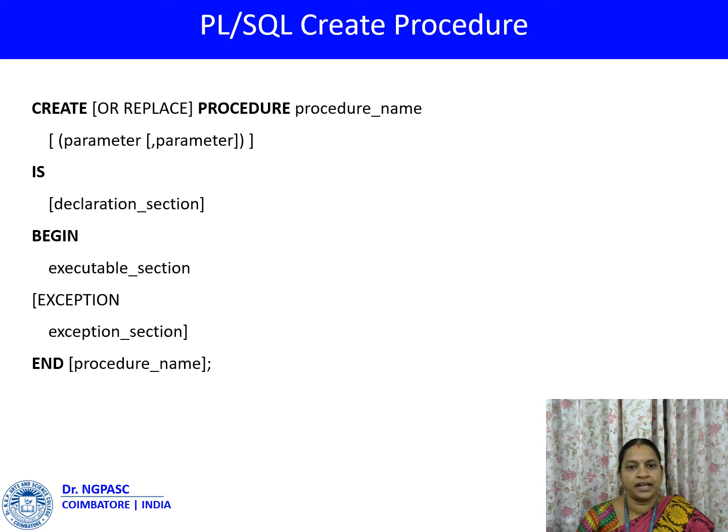Then comes the declaration section, where we have to declare the variables. Then all the executable statements and the exception handling statements, if we are including them, can be included within the begin and end block. After the end keyword, we give the procedure name. This is the syntax for creating the procedure. The create keyword is used to create a new PL/SQL procedure with the given name, and the replace command is used to replace the existing procedure.